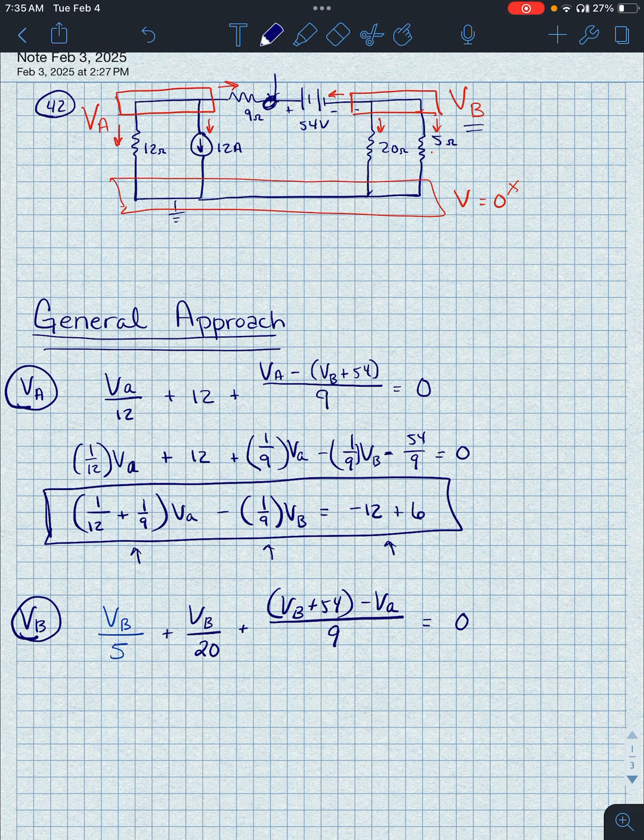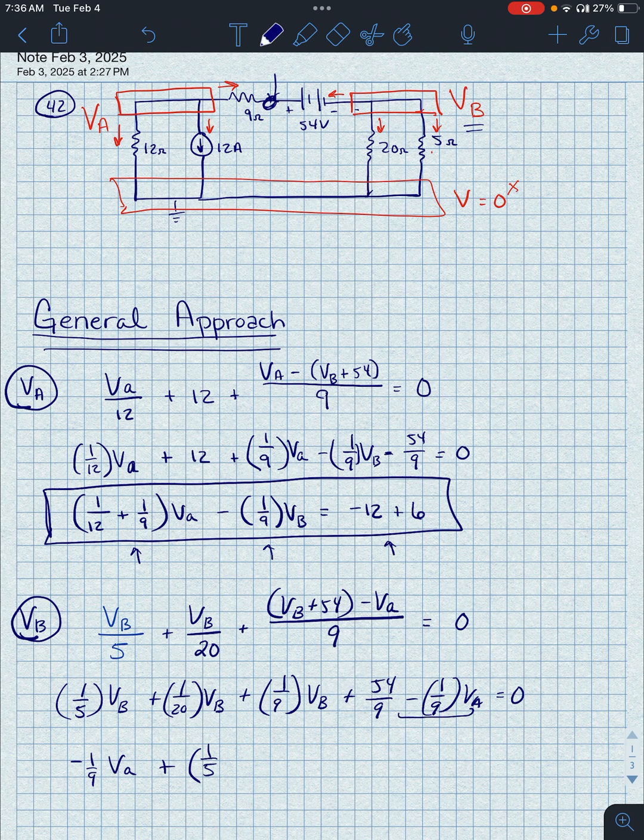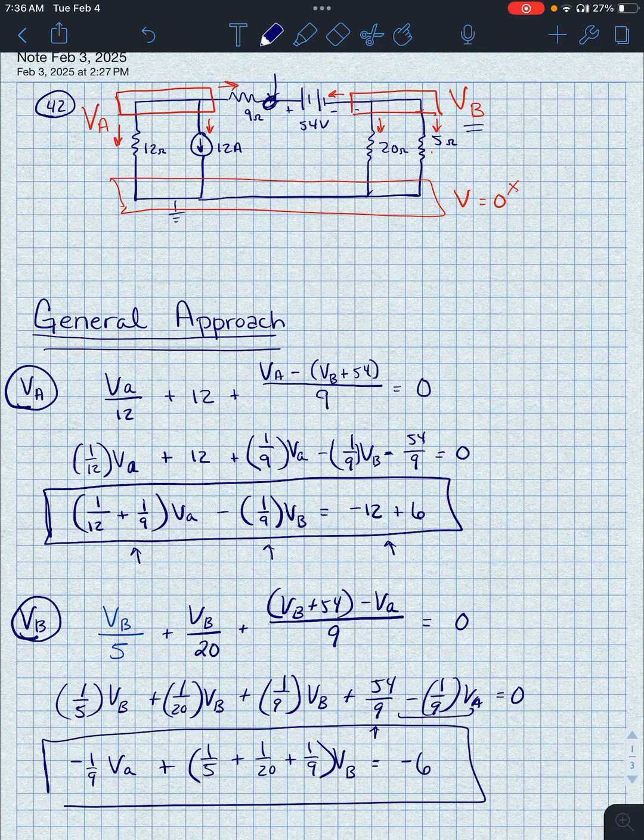Again, we can do some math to get our terms together. So 1/5 VB plus 1/20 VB plus 1/9 times VB plus 54 over 9 minus 1/9 times VA. And again, now we want to get our VA term at the front here. So there's our VA. And then our VB term, we've got 1/5 plus 1/20 plus 1 over 9 VB. And then our 54 over 9 is 6. When I move that to the other side, it'll become a negative 6. And there's your second equation. At this point, you can put this into your matrix and solve. And I'll give you those numbers in just a minute so you can look at that.